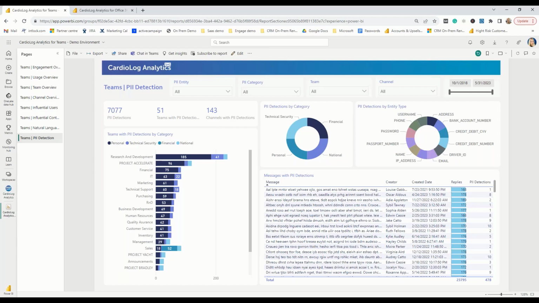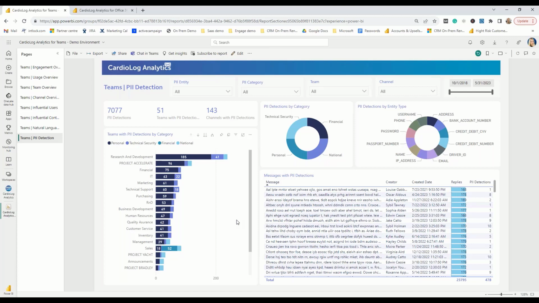So for example, we can see here that the research and development team has quite a lot of PII detections, and most of them are actually personal. That means that most people mention personal information about the address of people or their name, some personal details about them, phone number, things like that.